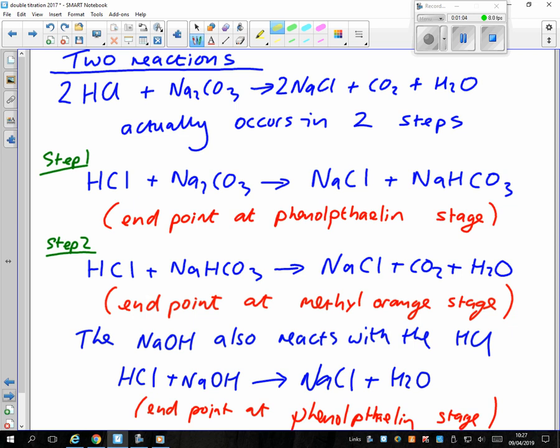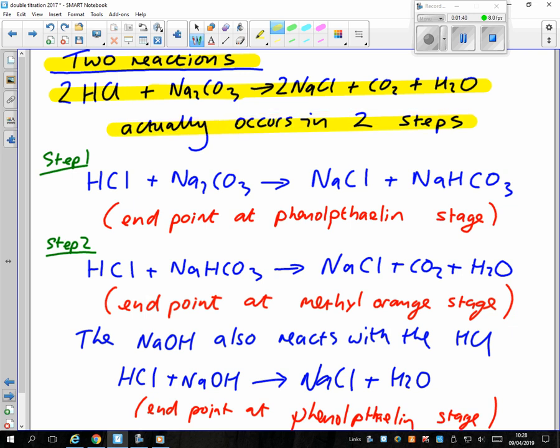So we've got a mixture of two different substances: sodium hydroxide and sodium carbonate. That means there are going to be two reactions occurring today when we react them with acid. Now, if I asked you to write down the chemical equation for hydrochloric acid reacting with sodium carbonate, you'd hopefully write that down. You balance it up, and you can see that we need 2 lots of HCl to react with 1 lot of sodium carbonate. But what you don't know is that the reaction actually occurs in 2 steps.